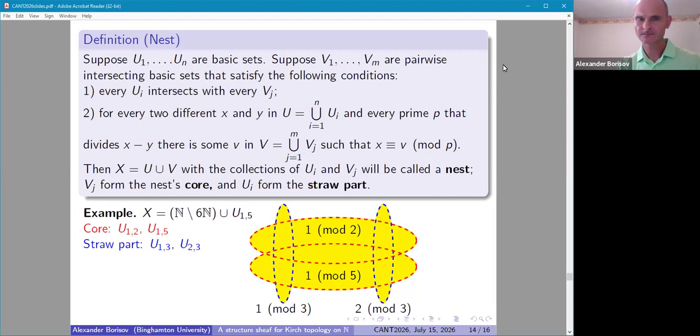Here's an example, taking N over 6N and adding just one more thing. I added one more, 5. Instead of 5, I could have done any square-free number not divisible by 2 or 3, and instead of 1, anything coprime to that. The red things form a core, and the blue form the straw part.